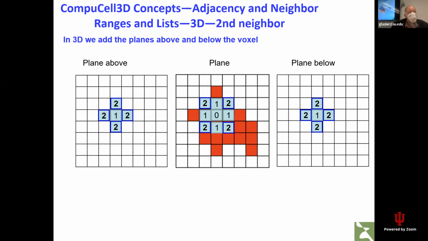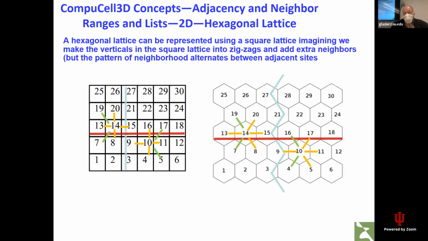So nearest neighbors in 2D we have 4, in 3D we have 6. Second neighbors in 2D we have 8, in 3D we have 12. So you can see they're not scaling in the same way. I'm not going to do third neighbors in 3D. You could look it up.